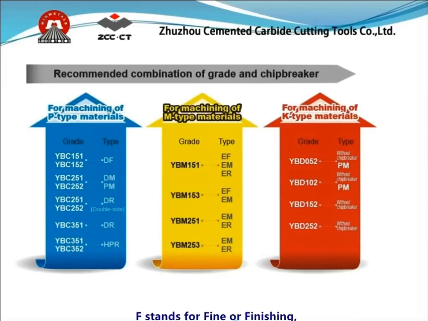F stands for fine or finishing. M stands for medium machining or semi-finishing. R stands for rough or roughing. Besides these, G stands for general machining and W stands for wiper.